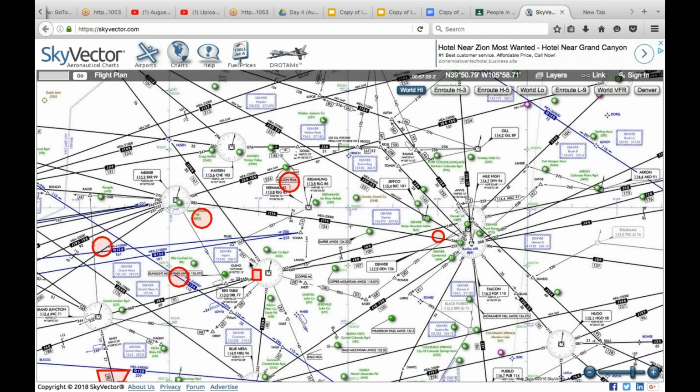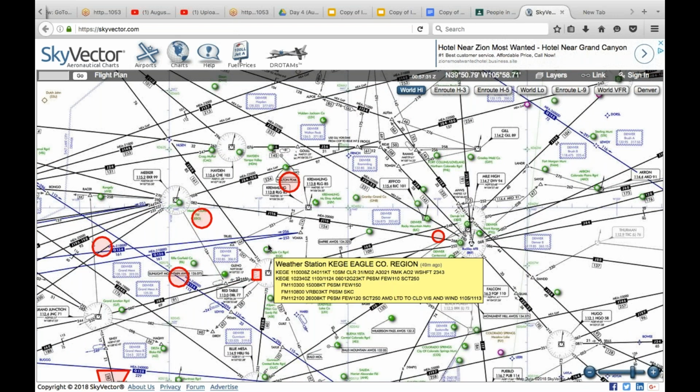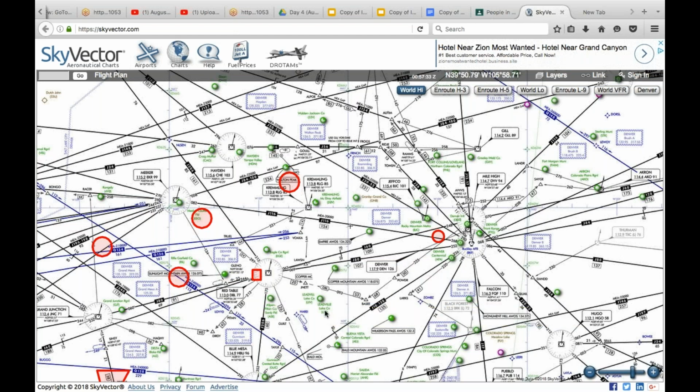Yeah, here's Grand Junction, Eagle, Aspen's probably somewhere right in here. Right there, that green dot right above. Eagle. So that's where this big mountain range is.